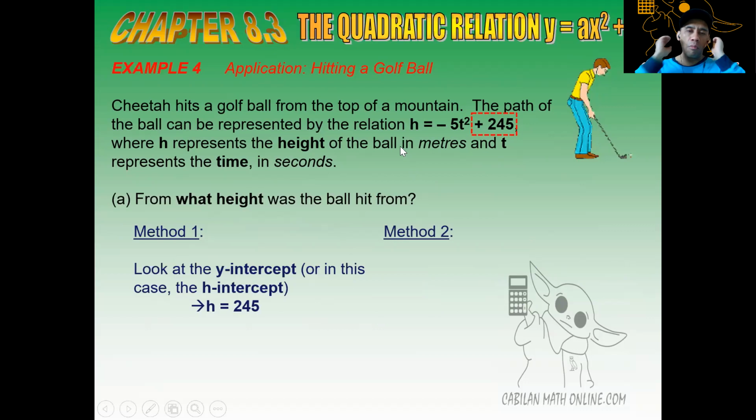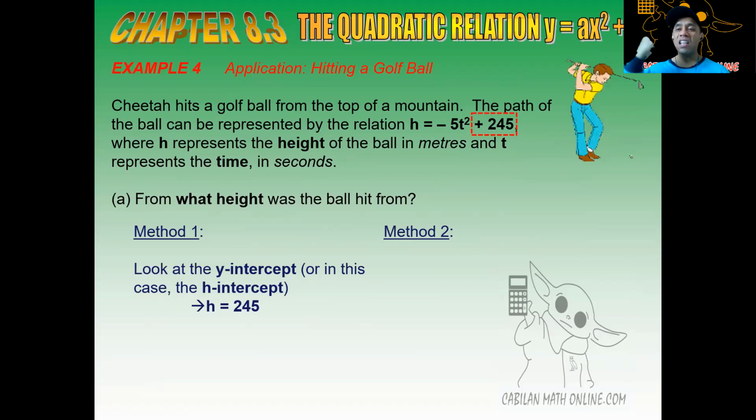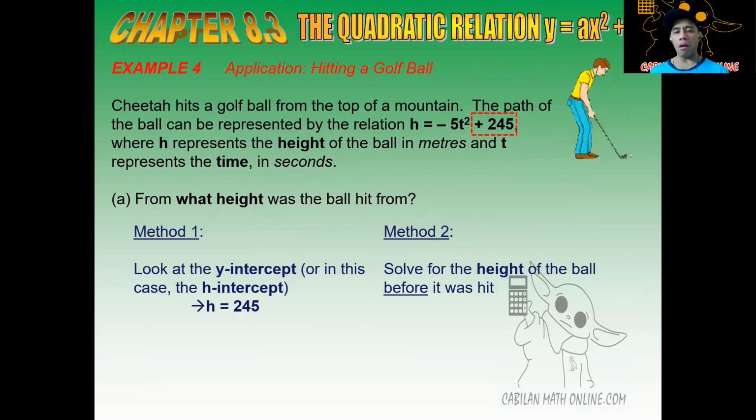Now, if you think about this for a moment, when you're hitting or throwing an object, when it comes to height and time, basically what happens is that once an object is released or thrown, time starts going. So the way you approach this question is that you need to solve for the height of the ball before it was hit. Because again, once an object is hit or thrown, time starts moving.